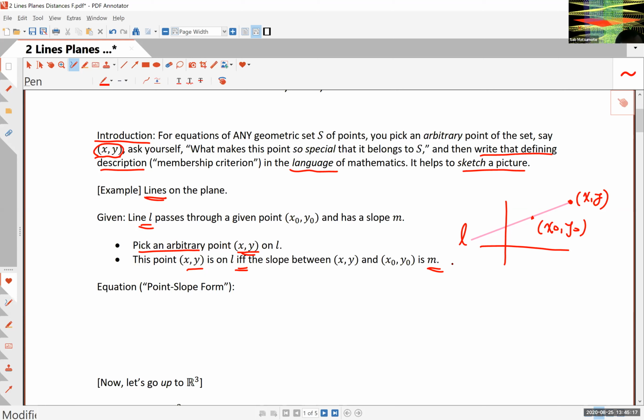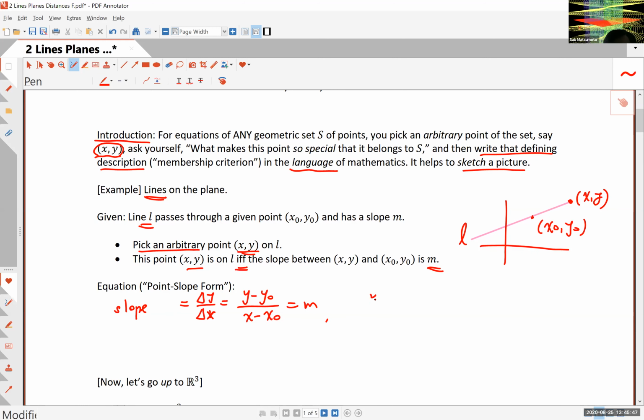So what does it mean? The slope, that's M, is equal to what? Delta Y over delta X, otherwise called the rise over the run, and that's Y minus Y naught over X minus X naught, right? And so assuming that X is not equal to X naught, this makes sense. And so this has to be equal to M, right? All right, so that's the eligibility requirement.